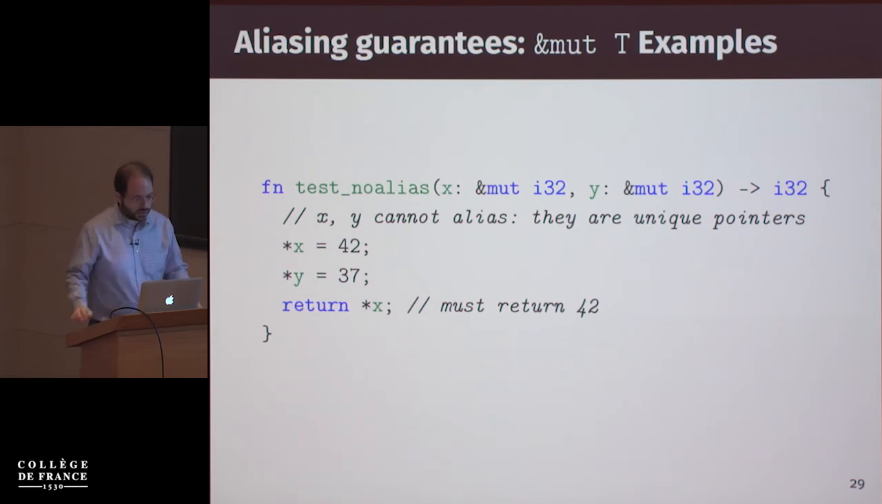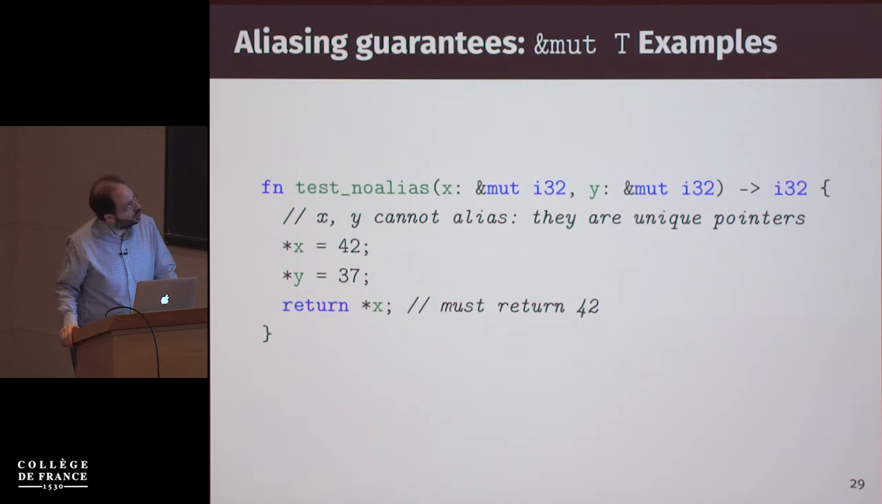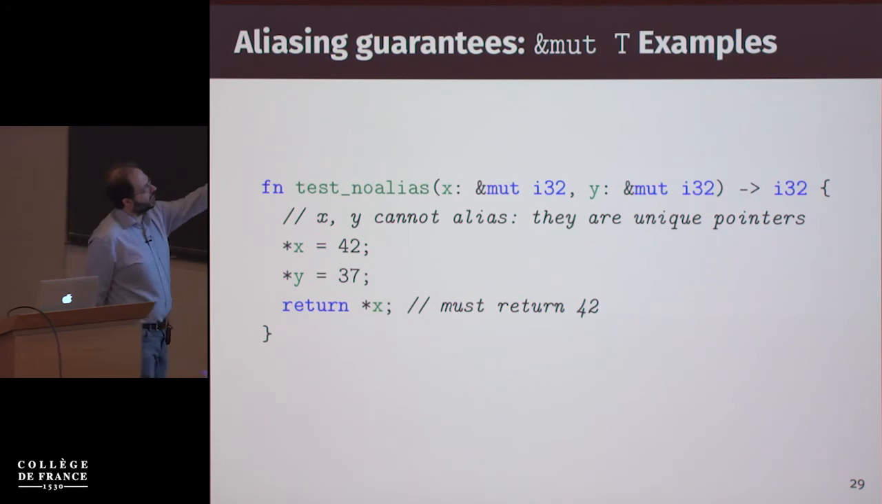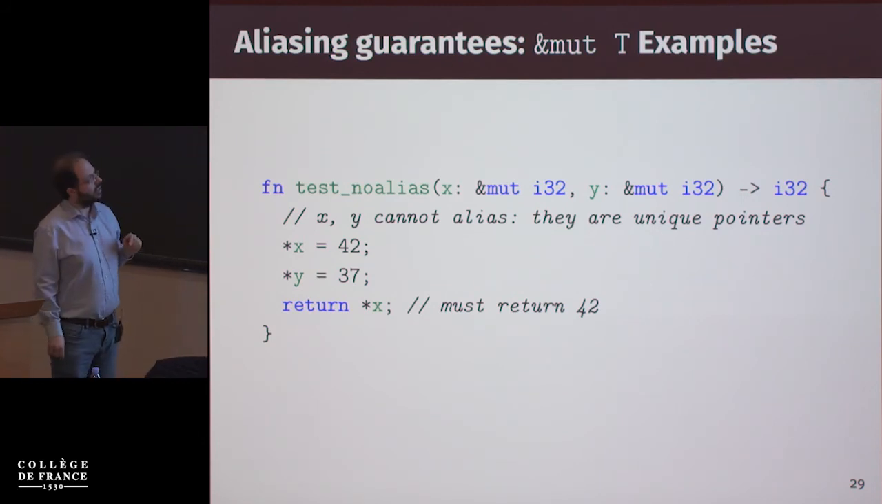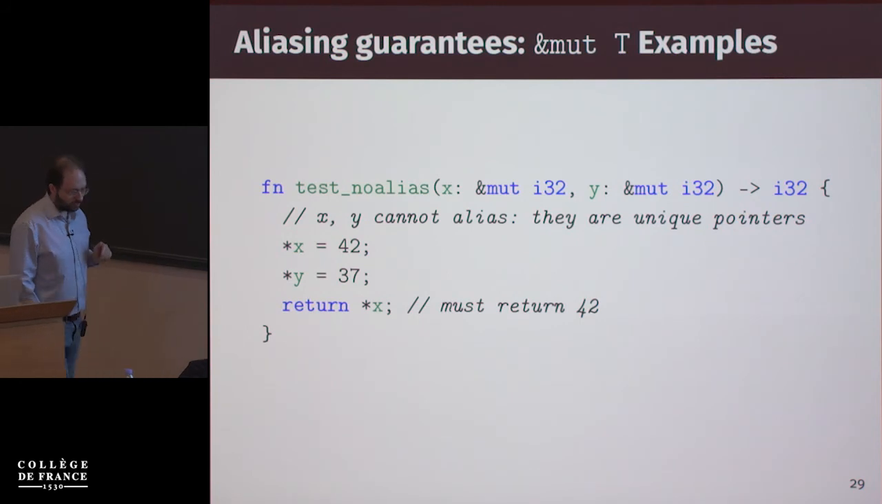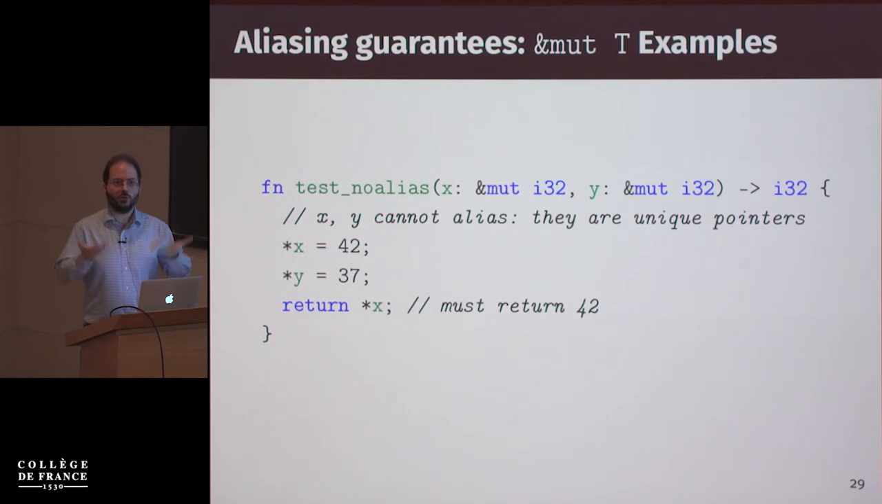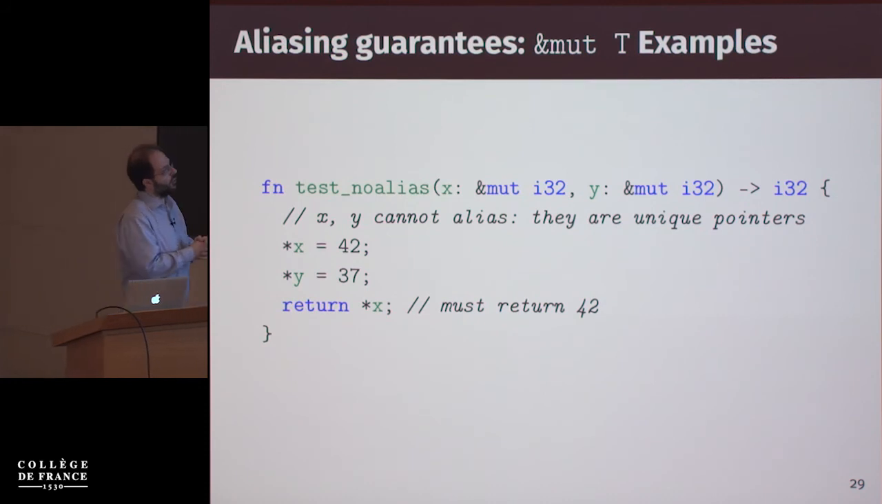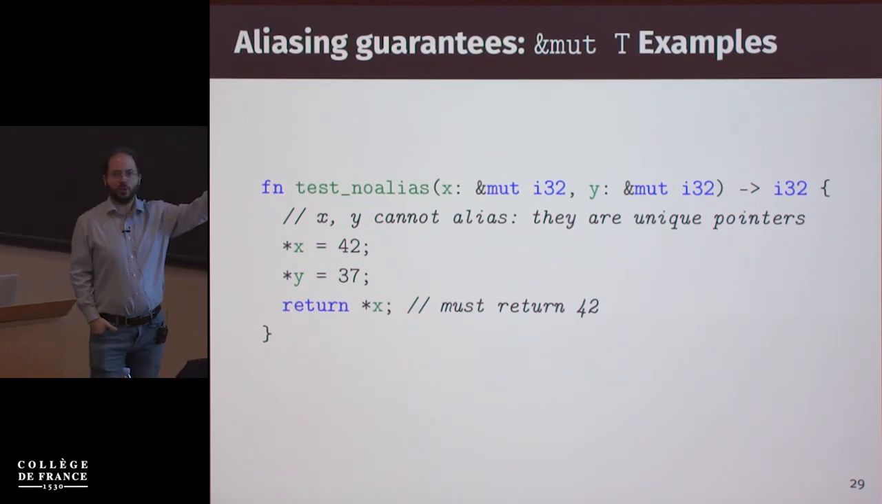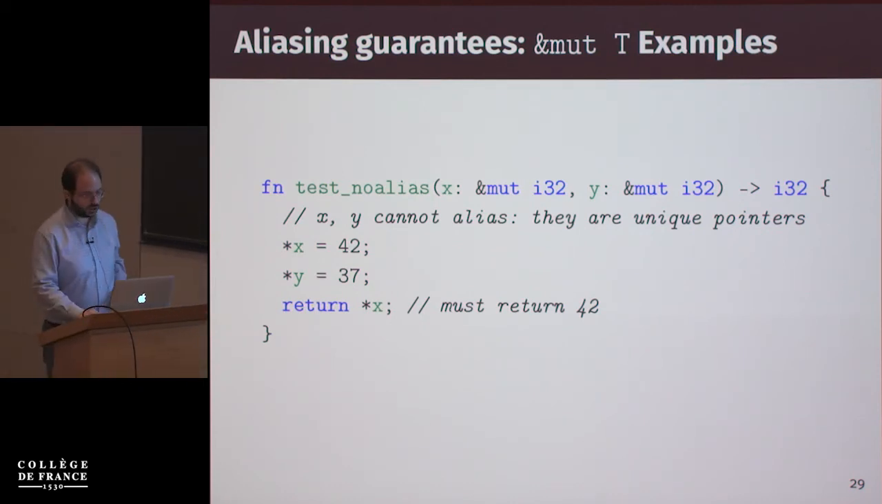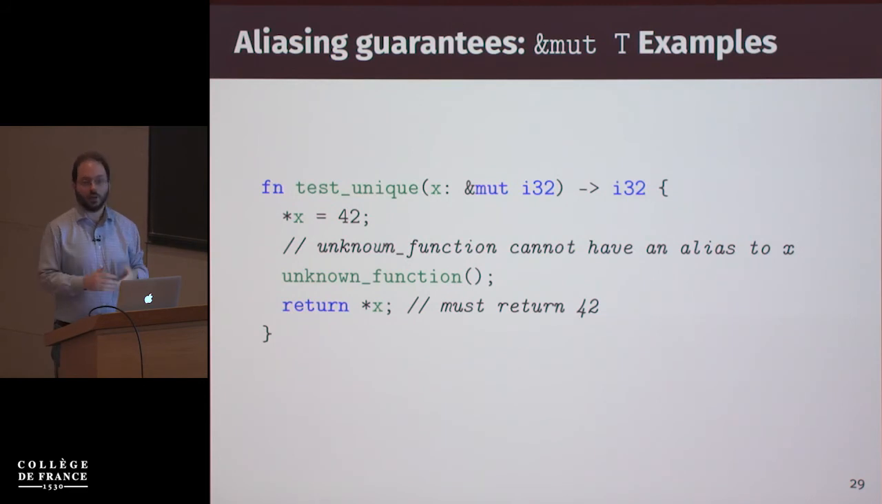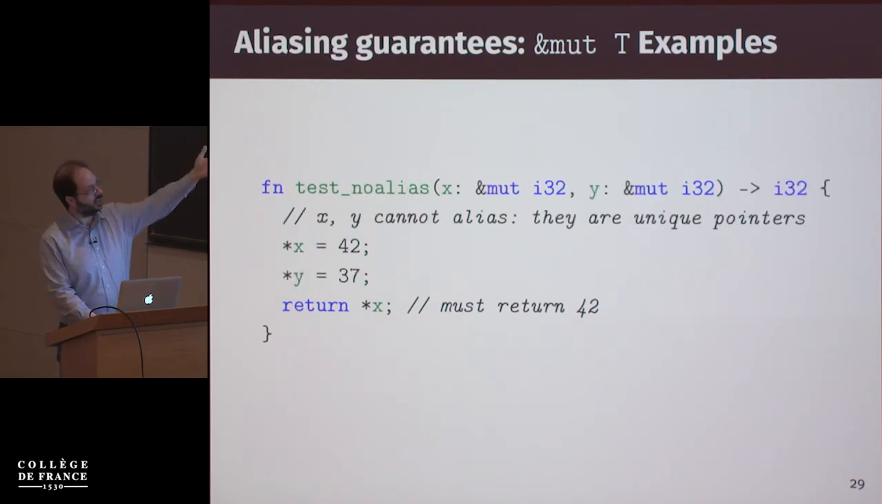Here is an example of a function called test no alias. It takes two mutable references, x and y, as arguments. It first mutates x to 42, and then it mutates y to 37, and then it reads x. According to the Rust type system, because x and y are mutable references, they're supposed to be unique. They should not be aliasing with any other references. So you should be able to deduce that when you read x at the end, it should read 42. It shouldn't have been overwritten by the write to y. So you should be able to optimize that read and just return 42.